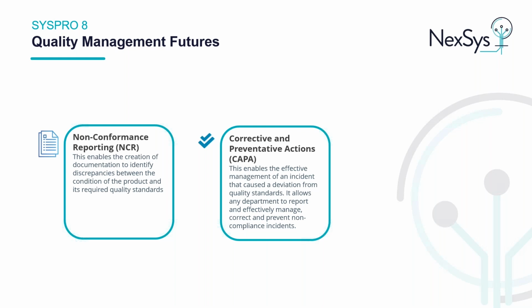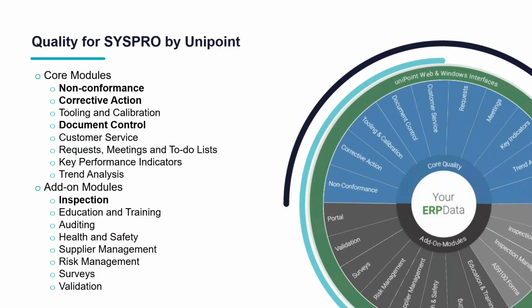Now, the idea behind the quality functionality that SYSPRO has introduced is that it is available for organizations that need to capture information. This may not meet full-blown quality needs if you're in a regulated or highly legislated industry, which means that you may be looking for a full-blown quality solution. And of course, we do have a partner that provides that in Quality for SYSPRO by Unipoint. And there are a number of different modules, including non-conformance, corrective action, document control, that also adds on to the inspection element of quality itself.